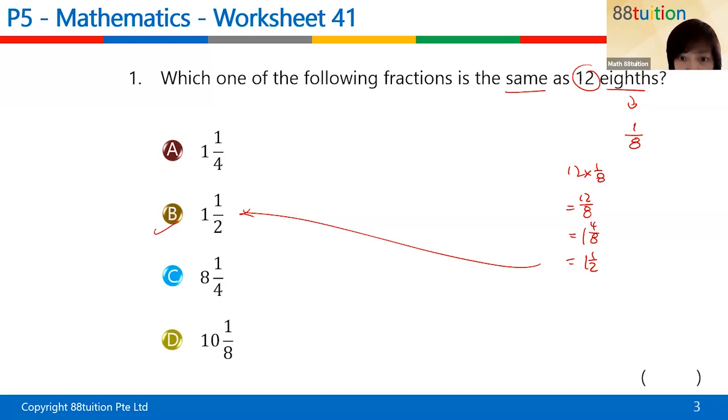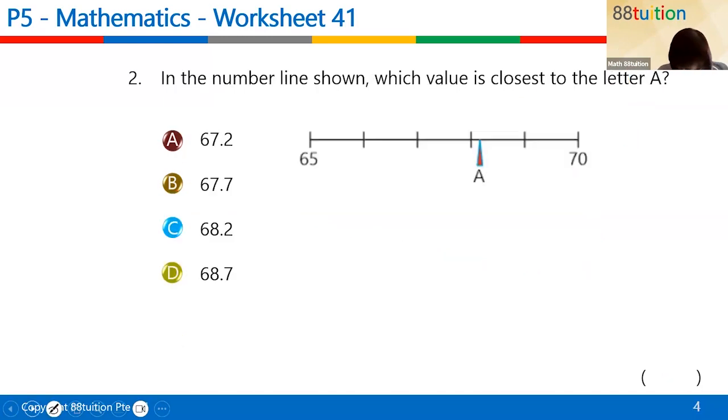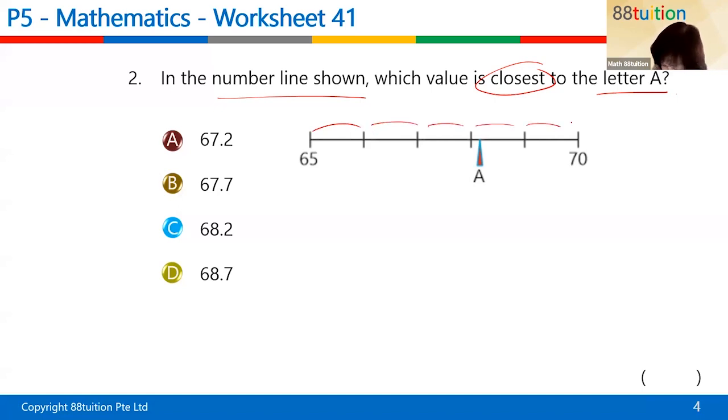All right. Okay, so 1.5 will be option B, right? Number 2, in the number line shown below, which one is the closest to letter A? So he's talking about in between 65 to 70. So if you were to break them into how many units? 1, 2, 3, 4, 5. So this will be 66, 67, 68, and 69.